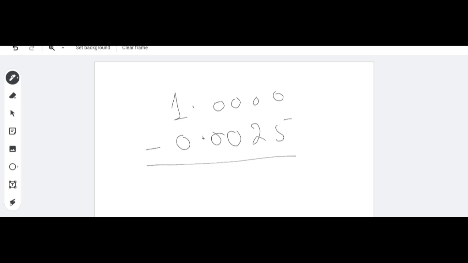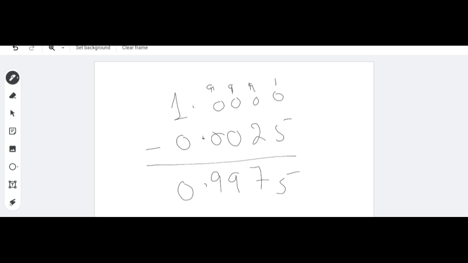So I have to subtract like this. I cannot solve 0 and 2, then 1, it's good. 9 here, 10, 9 here, 9, 9 here. 9, 10 minus 5, 5. 9 minus 2, 7. 9 minus 0, 9. 9 minus 0, 9. This is the answer.